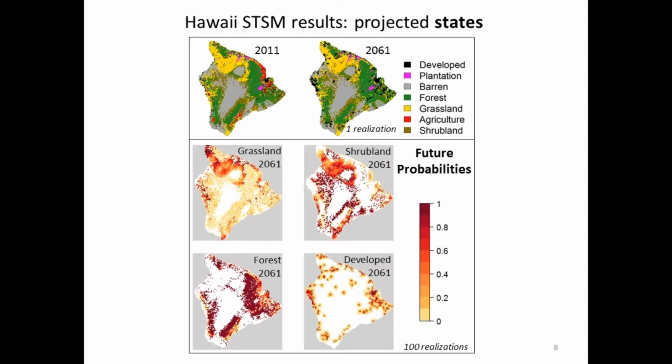I just show 4 of them here, what the probability is of each cell being in that state out at the end of the simulation, 2061. So for example, here you can see there's a probability of 1 that you'll still be in a developed state 50 years later if you're already in it, since things never transition out of developed states. And the probability sort of goes down as you get further away from existing urban areas. And you get similar patterns for the other states.